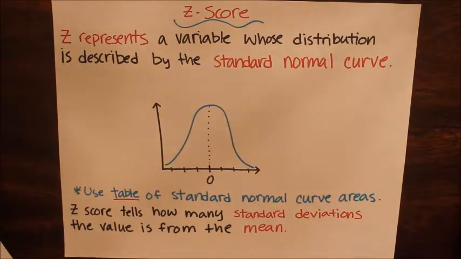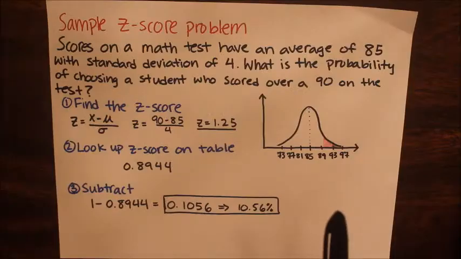The z-score. The z represents a variable whose distribution is described by the standard normal curve. So its mean is at 0. We can use the table of standard normal curve areas, which can be found at Table 2 in the appendix of our textbook. The z-score tells us how many standard deviations the value is from the mean. The total area is hard to find under a curve, which is why the z-score and the table are so helpful. The table shows us the probability, which is equal to the area under the curve.